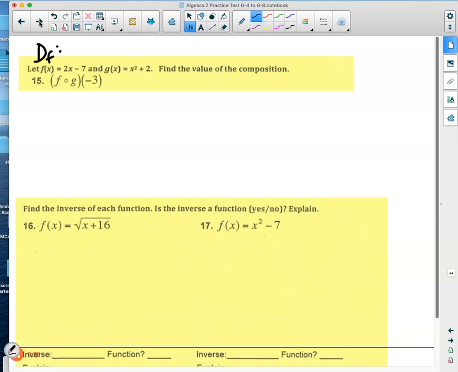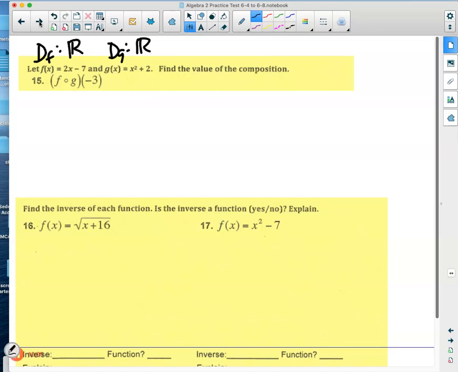2x minus 7. Any restrictions? Division, even roots, all reals. G is x squared plus 2. Anything we should do to restrict that domain? No, it's kind of nice. We got all reals for both. I mean, we don't have any even roots and we don't have any division. So far it's all reals, which means we should be able to put their -3 in.